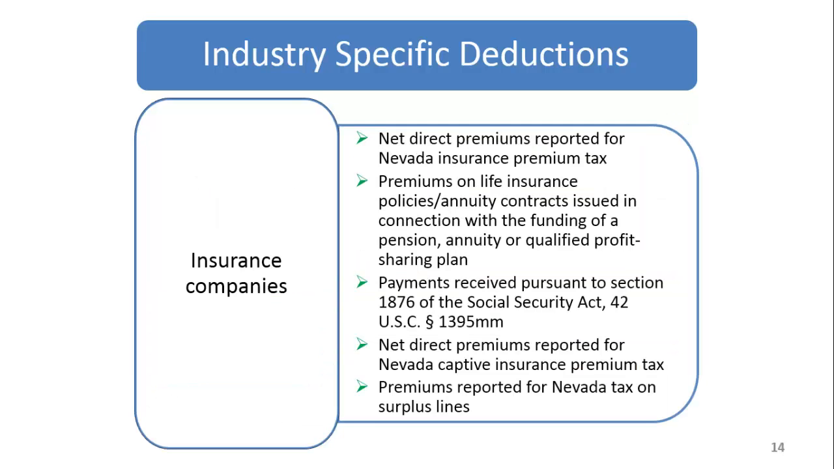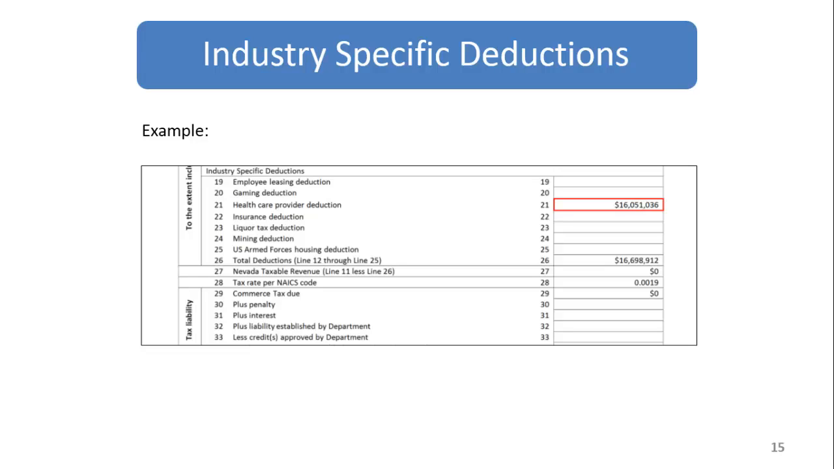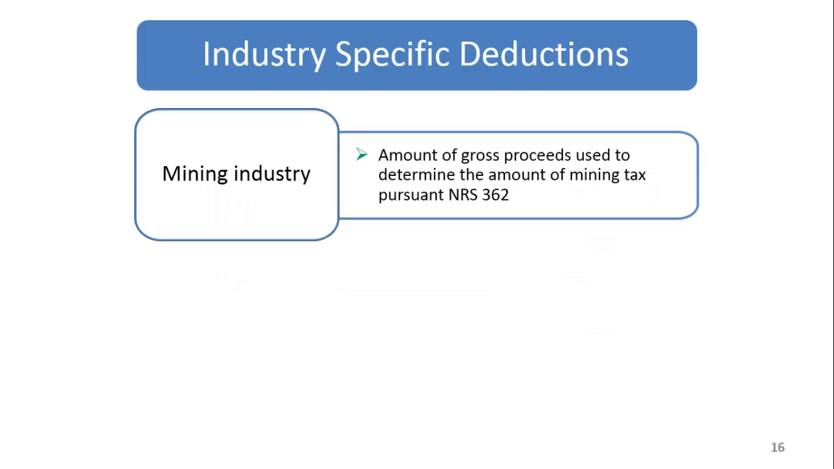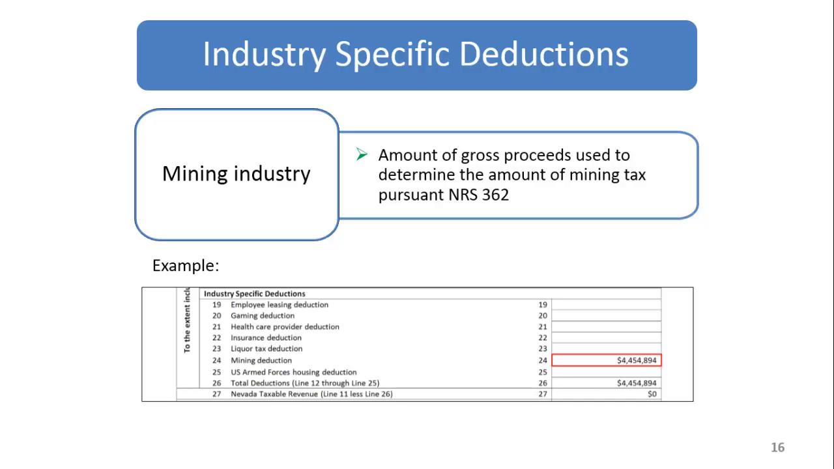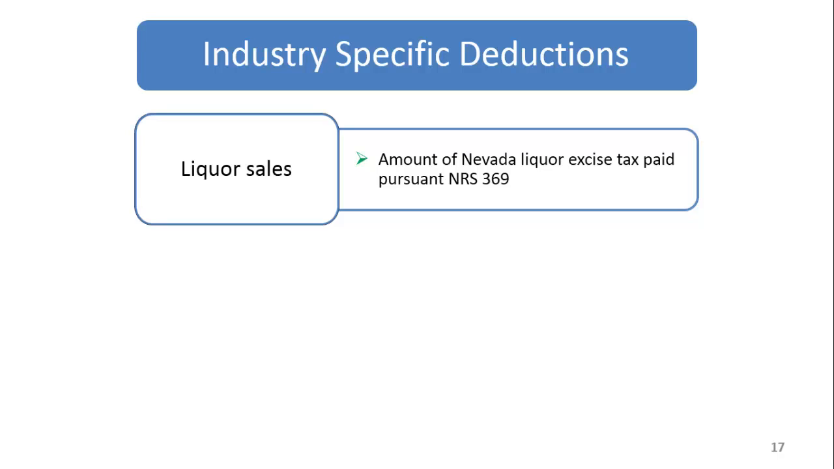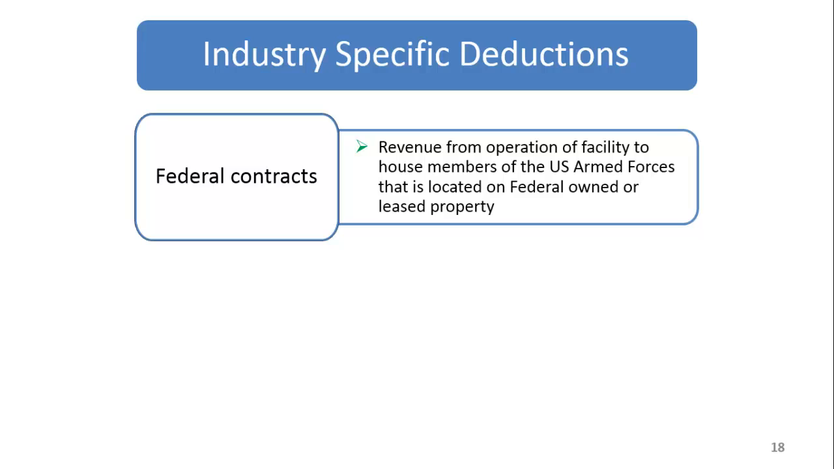Insurance companies in Nevada pay a premium tax and can deduct the net direct premiums reported for that tax. Also deductible are certain life insurance and annuity contracts, payments received pursuant to the Social Security Act, net direct premiums reported for the Nevada captive insurance premium tax, and premiums reported for the Nevada tax on surplus lines. The insurance deduction is available on line 22. The mining industry can deduct the amount of gross proceeds used to determine the mining tax. Liquor importer wholesalers pay a liquor excise tax in Nevada and can deduct the amount of tax paid. Also deductible is revenue from the operation of a facility that houses members of the U.S. Armed Forces and is located on federally owned or leased property.